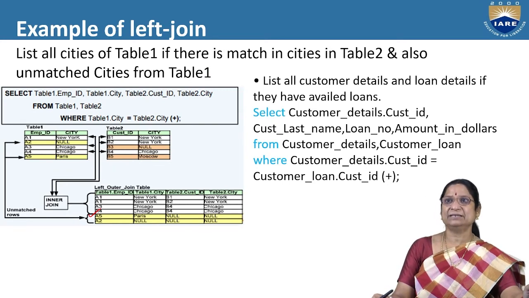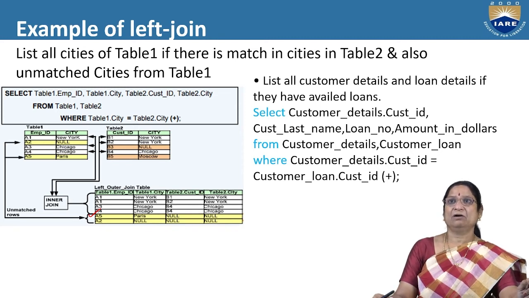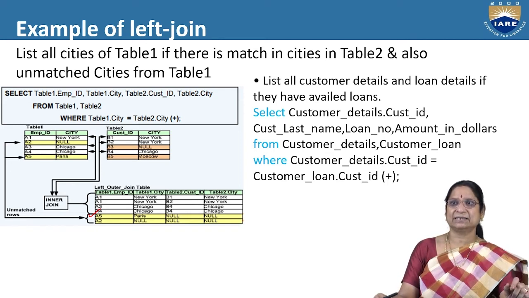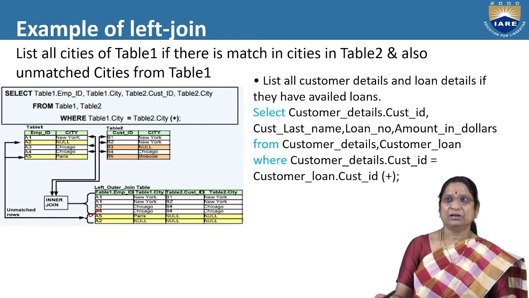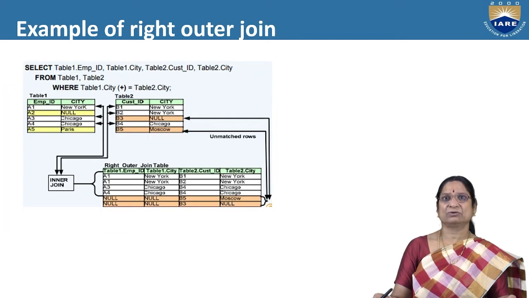List all customer details and loan details they have, all loans. So, select customer details customer ID, last name, amount in dollars from customer details and customer loan, where customer details customer ID is equal to customer loan. We are displaying all customers who availed a loan or who didn't avail a loan also.